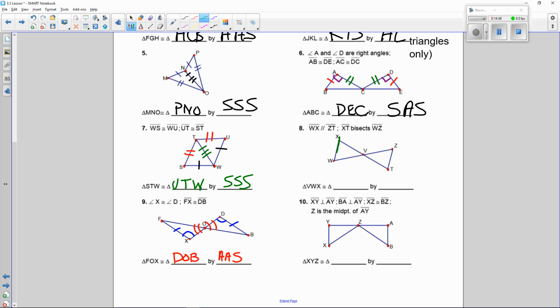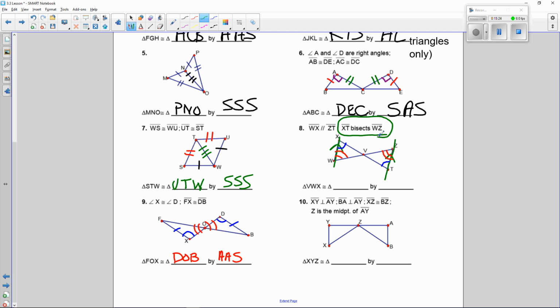They tell us WX is parallel to ZT, which means you'll have some alternate interior angles that you can mark congruent on both sides. So you've got two angles, and technically you got three angles because you have vertical angles as well in this problem. But we need some sides. We're going to get that from this information here.